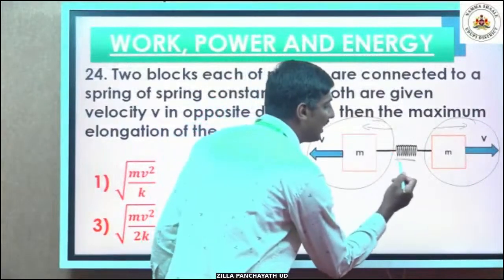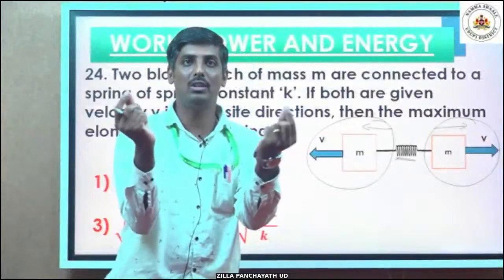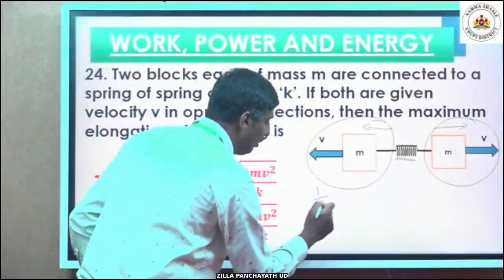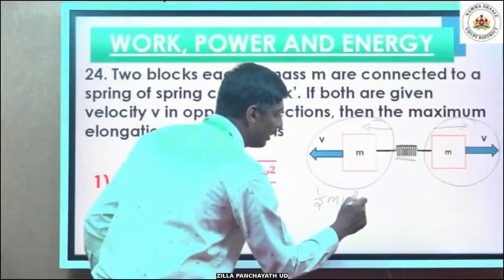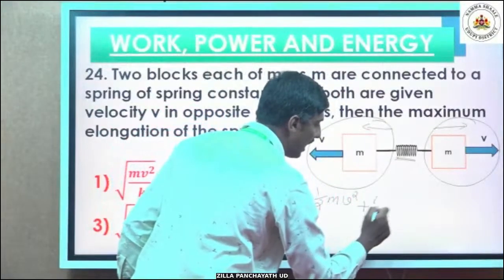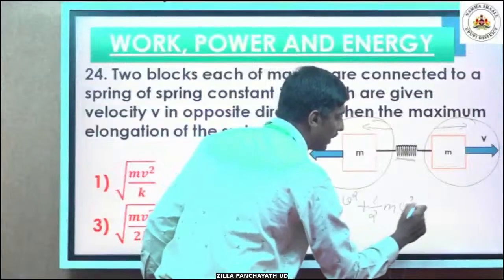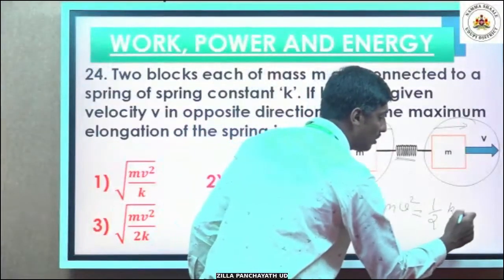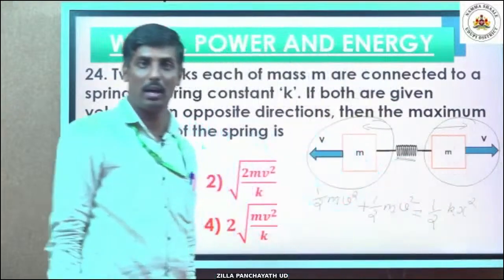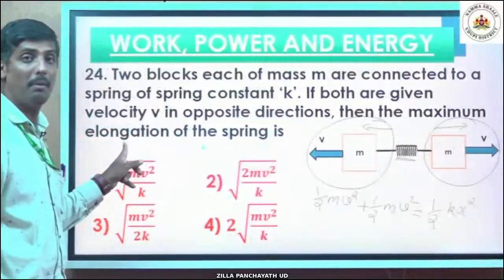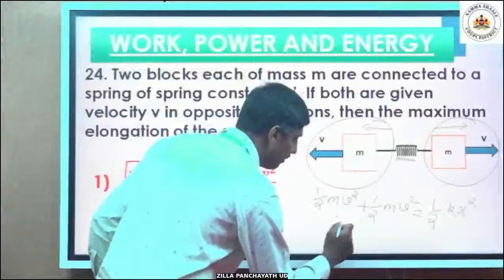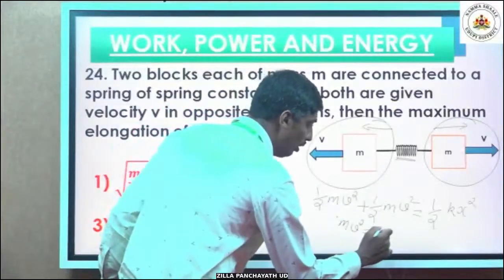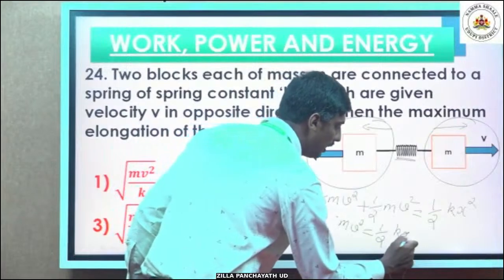So the spring extends, and the spring stores energy in the form of potential energy. So how much kinetic energy did I give here, half mv square, and here plus half mv square, that total kinetic energy is stored in the form of potential energy. Just now I gave the equation, potential energy is half kx square. He asked for the maximum elongation, so half mv square plus half mv square is nothing but mv square, so mv square is equal to half kx square.